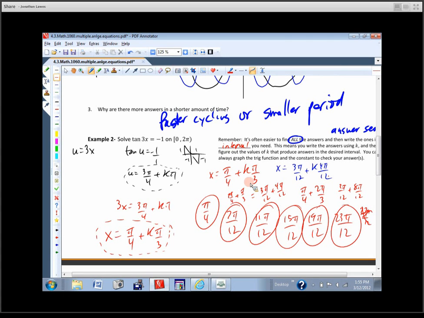That's it. This right here, that's all that 3 does, is it makes it cycle 3 times faster, so it's going to produce answers 3 times faster. If it normally produces an answer every pi, it's going to produce an answer every pi thirds. You just tell it where to start. Does that make sense? Okay, let's look at the next page.